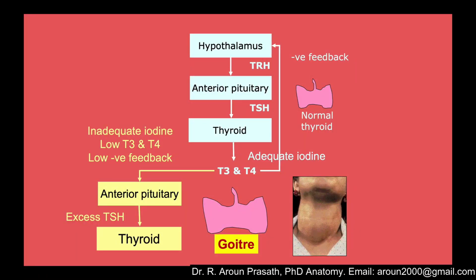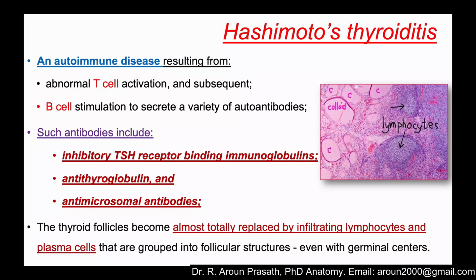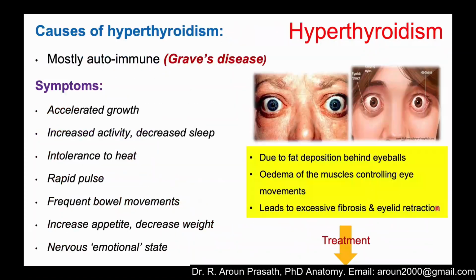As I told you, this Hashimoto's thyroiditis is nothing but an autoimmune disease where there is infiltration by lymphocyte cells, and that leads to hypothyroidism. Then in hyperthyroidism, that is, increased thyroid gland stimulation, all the symptoms will be opposite in nature.